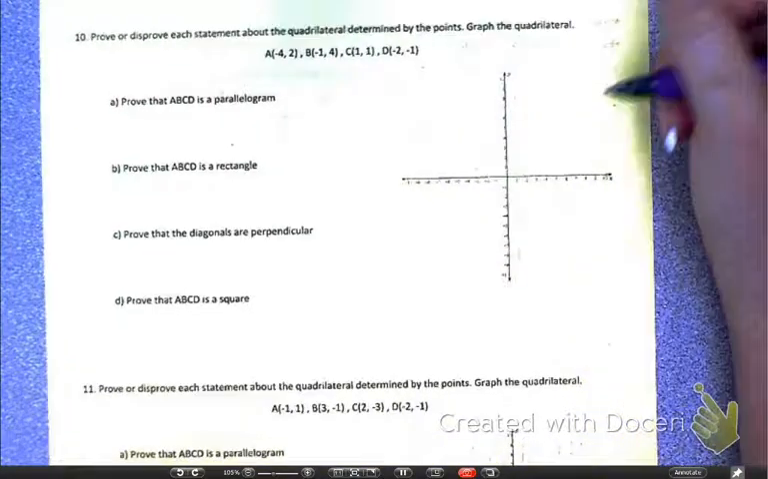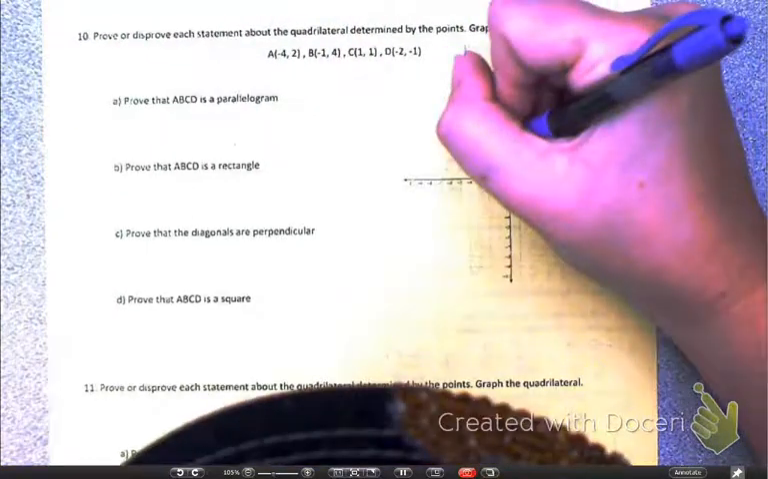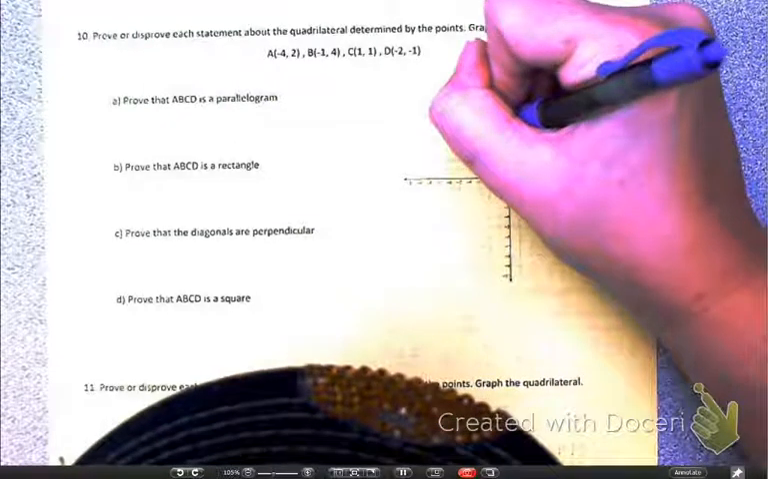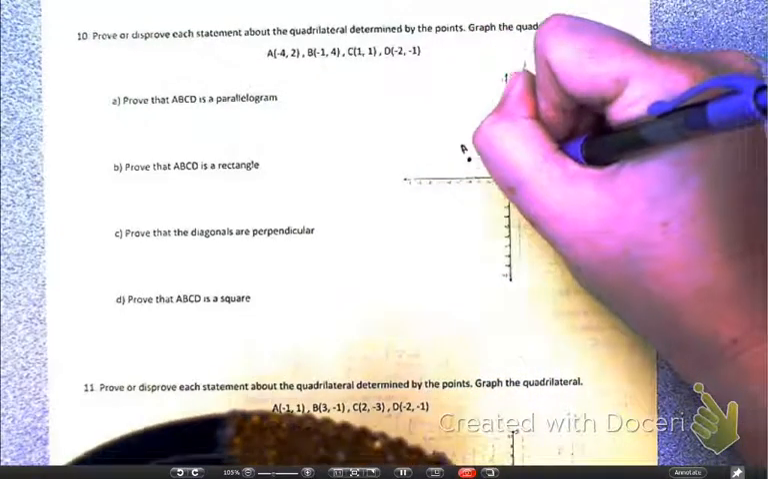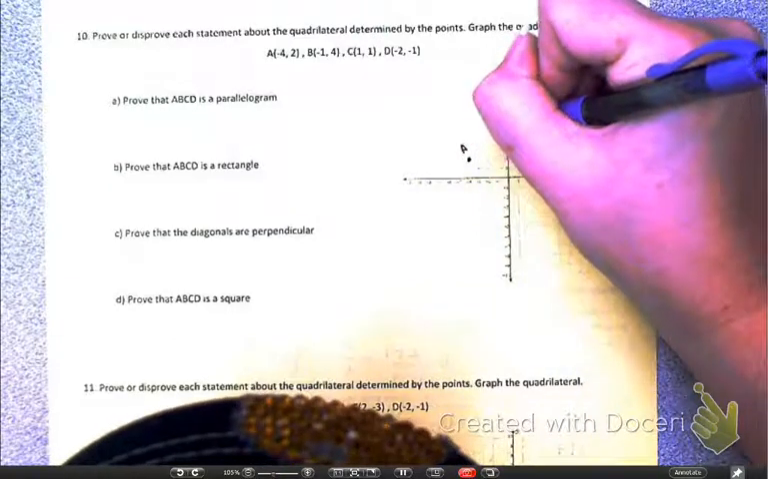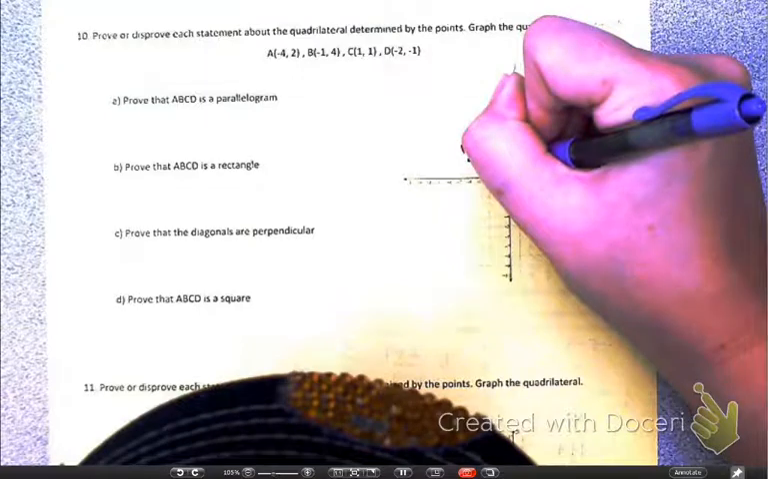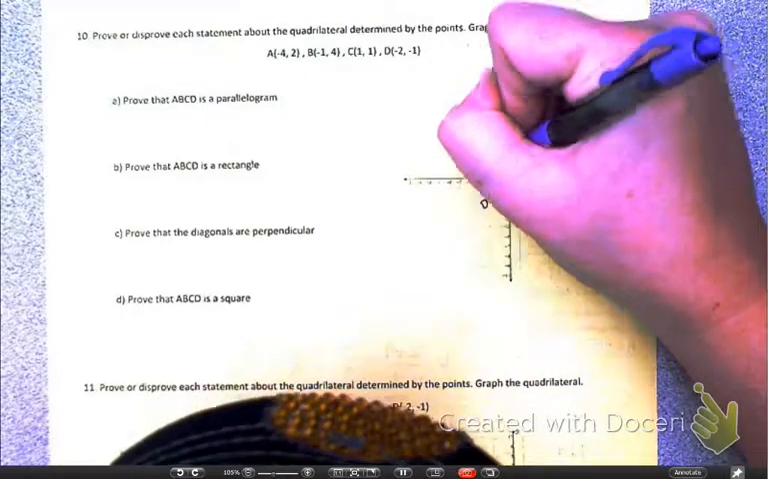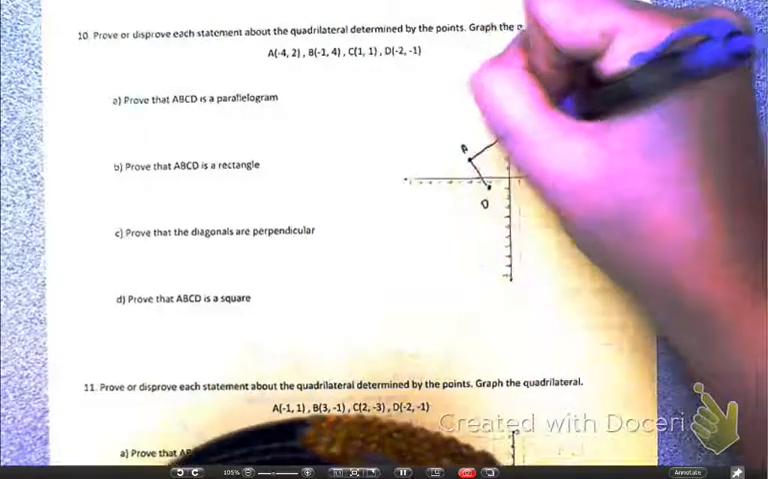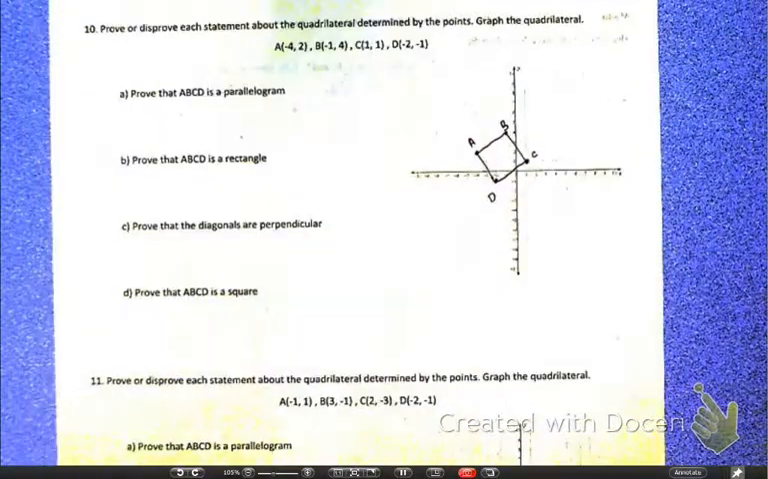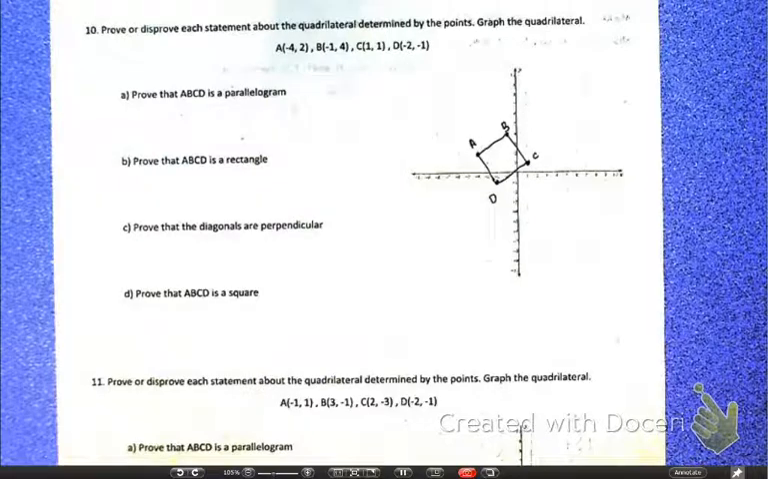if I can see these numbers because they're small. Let's see. (-4, 2), so that's point A. (-1, 4) is point B. (1, 1) is C. (-2, -1) is D. Okay. So here's my quadrilateral.